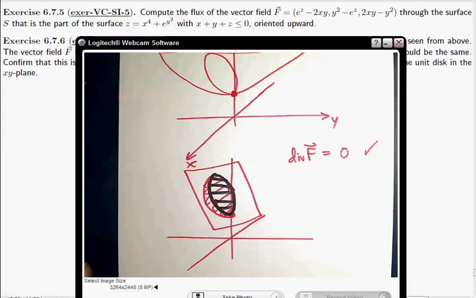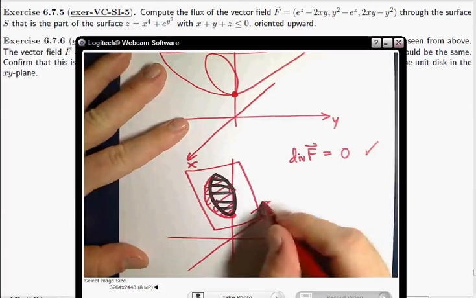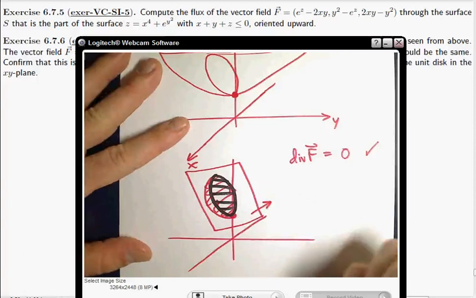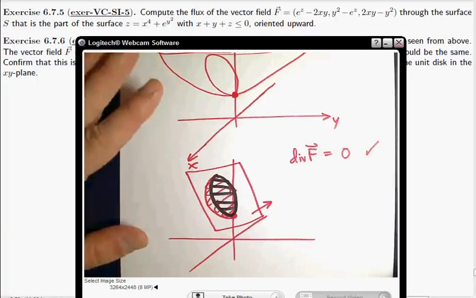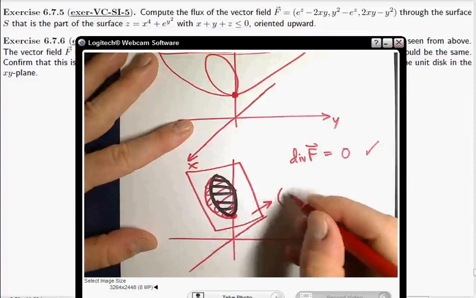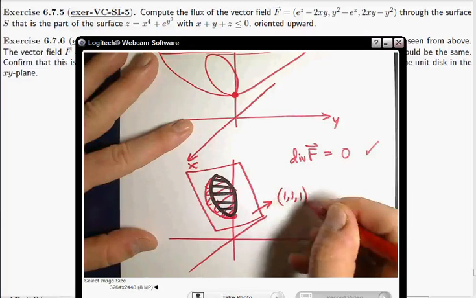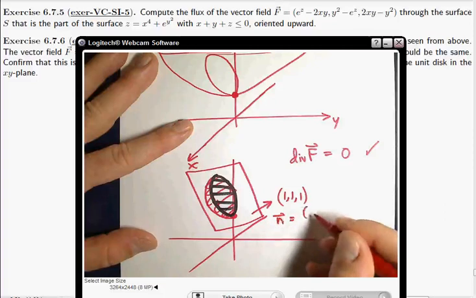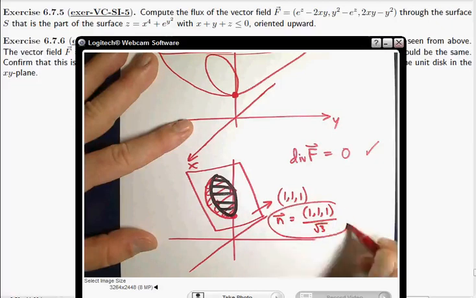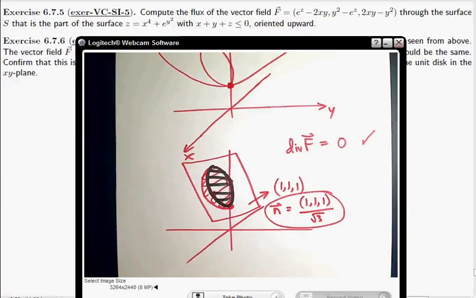Good news, this normal vector is easy to write down. The plane is where x plus y plus z equals 1. That means the normal vector I can just take as 1, 1, 1, and therefore for my unit normal vector, I can take 1, 1, 1 over the square root of 3.